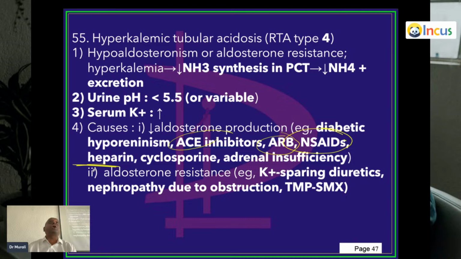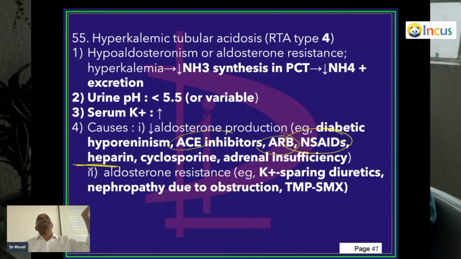Then heparin. Where do we use heparin for such a long time that it will lead to type 4 RTA leading to acidosis and hyperkalemia? Pregnant women, if they are having any deep vein thrombosis, you can't give warfarin in the first trimester. That's the reason we give heparin for almost 3 months. Then as the second trimester begins we convert back into warfarin, and before delivery once more we convert into heparin. So in such long heparin takers, sometimes there can be type 4 RTA.